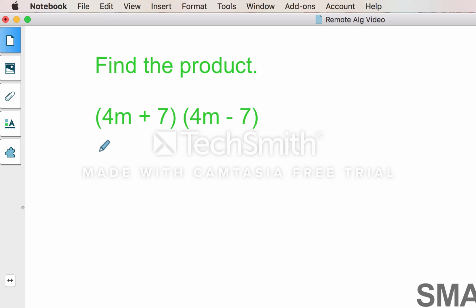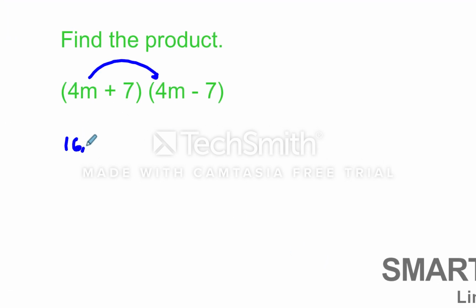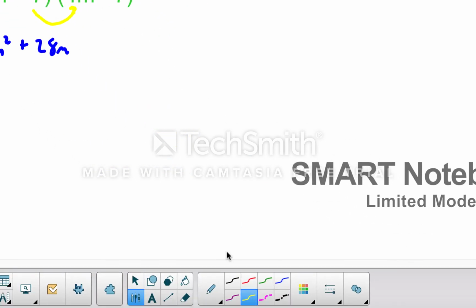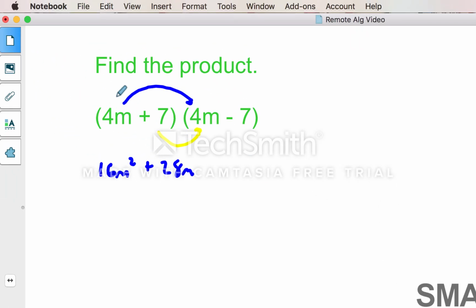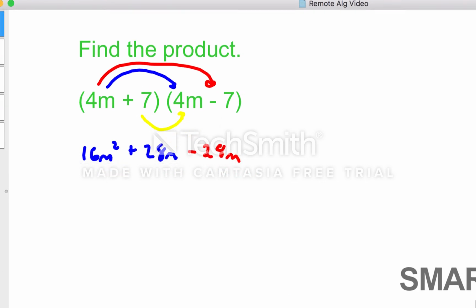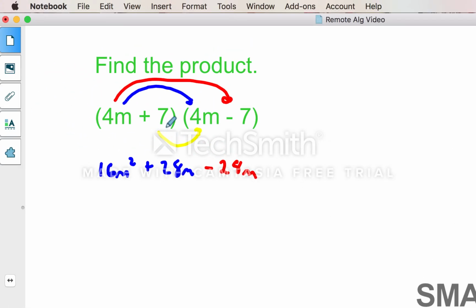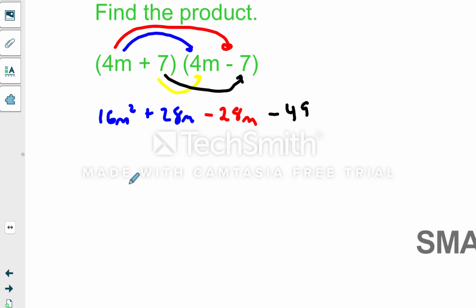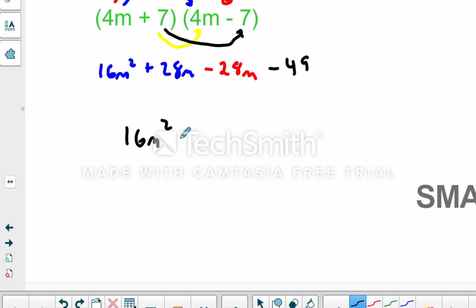Another one for you. You can pause it, try it on your own. These two come to 16m squared, and you do need the exponent for m there. You're multiplying m by m and 4 by 4. The middle term will be 28m. I'm going to color this a different color so you can see it. I did 7 times 4m. Next thing I'm going to do, let's use a red here. It'll be negative 7 times 4m, so it'll be a negative 28m. And then the last thing would just be to say that 7 times negative 7 is negative 49. So, in the end, my 28m and my negative 28m cancel out. So you can just write 16m squared minus 49.